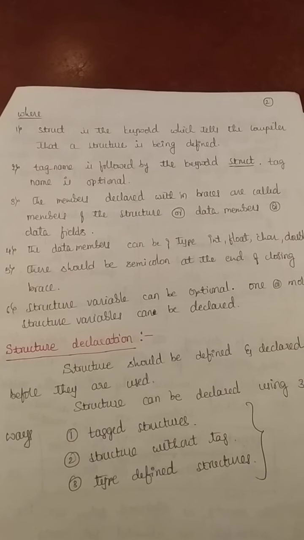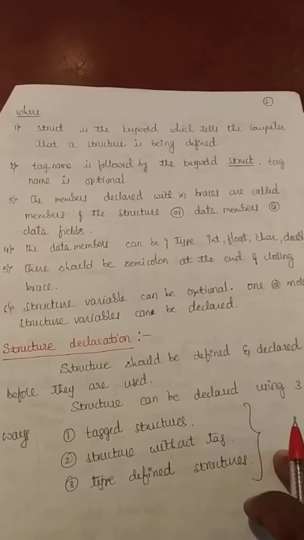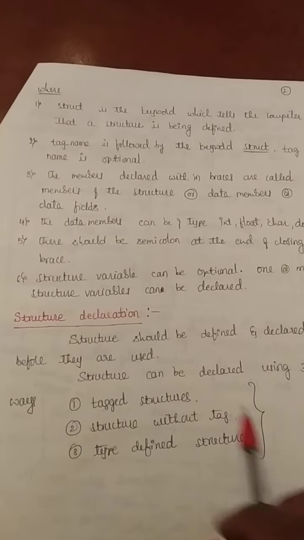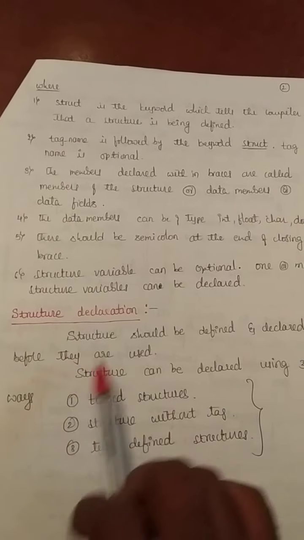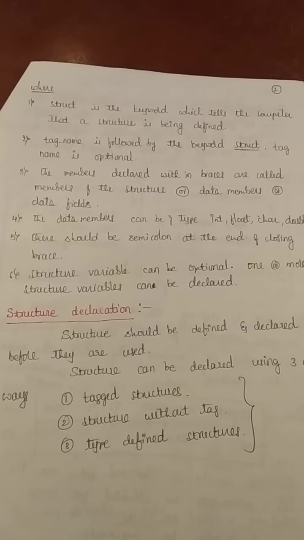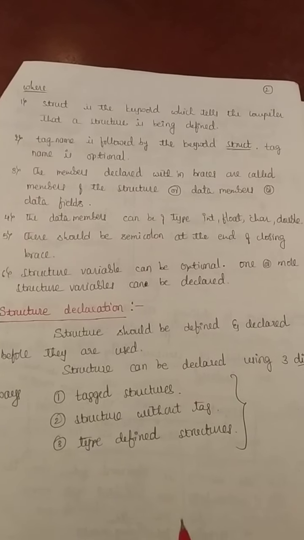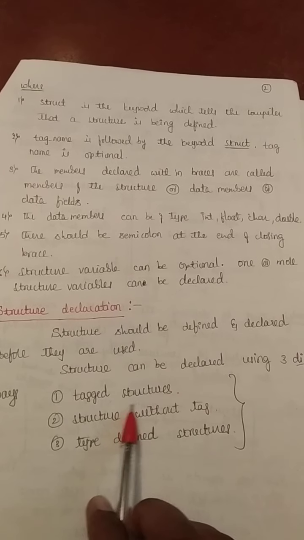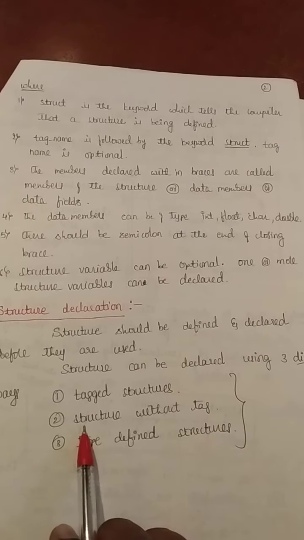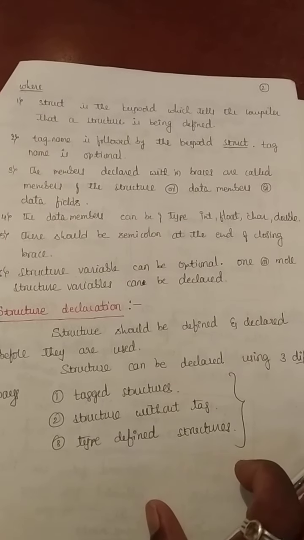We'll see next how we can declare different types of structures. So next one is structure declaration. See, structures should be declared and defined before they are used. We have here three categories of structures: tagged structures, structures without tag, and type defined structures. First one is tagged structures.